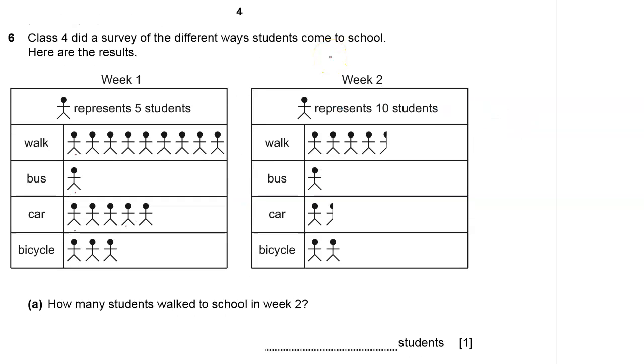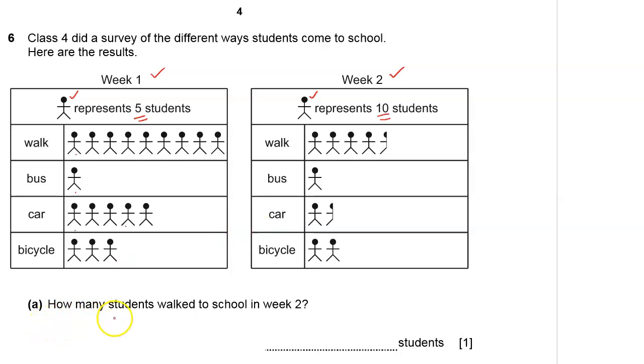Question number 6. Class 4 did a survey of the different ways students came to school. Here are the results for week 1 and week 2. We are told that this kind of drawing represents 5 students. The same kind of drawing in week 2 represents 10 students. Given are students who walked, who traveled by bus, car, and bicycle for both week 1 and week 2.